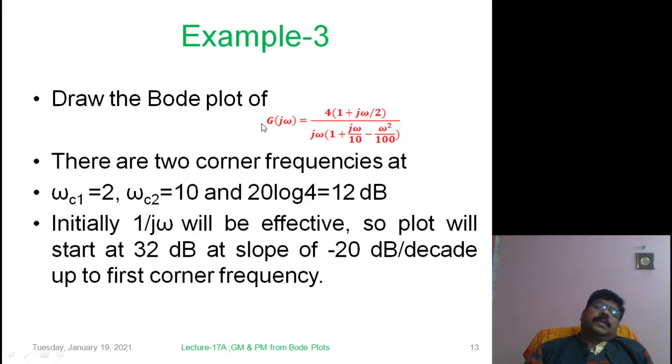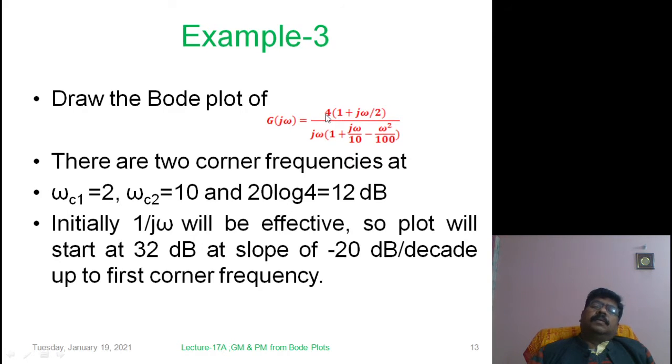Now the third example. Here the difference is that we have also considered a quadratic factor. The transfer function is G(j omega) equal to 4 into 1 plus j omega by 2, which is a zero, while 1 by j omega means a pole at origin, and 1 plus j omega by 10 minus omega square by 100. This is the quadratic factor.